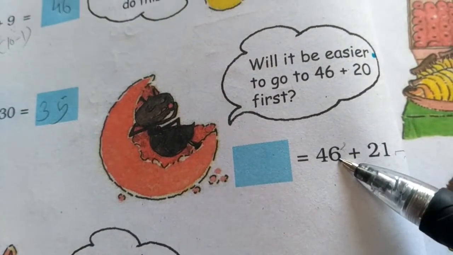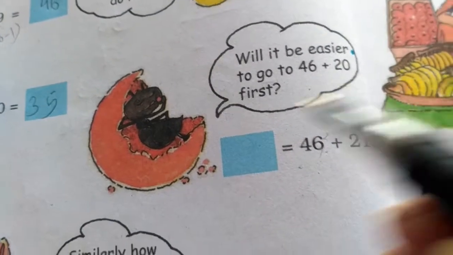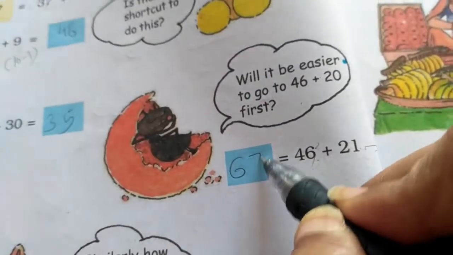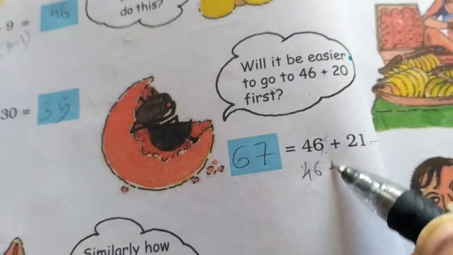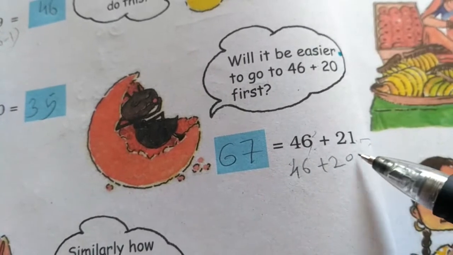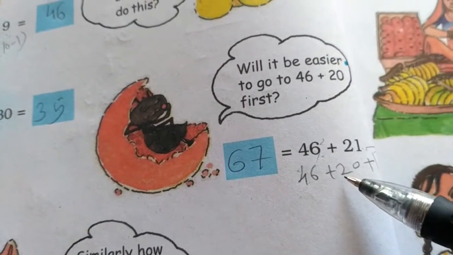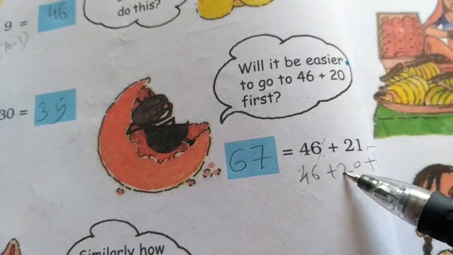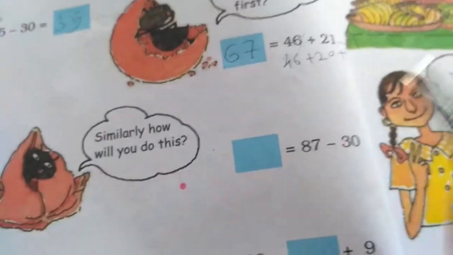तो ये जाना बहुत easy है. 46 plus 10, 56. 56 plus 10, 66, plus 1, 67. So this way you will do it orally. क्या किया हमने पहले 46 plus 20 किया फिर उसके अंदर 1 add किया. So 46 plus 10, 56. 56 plus 10, 66, plus 1, 67.